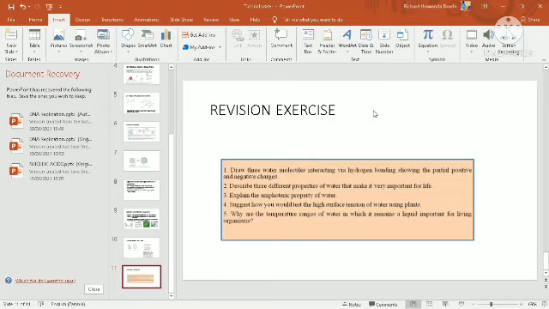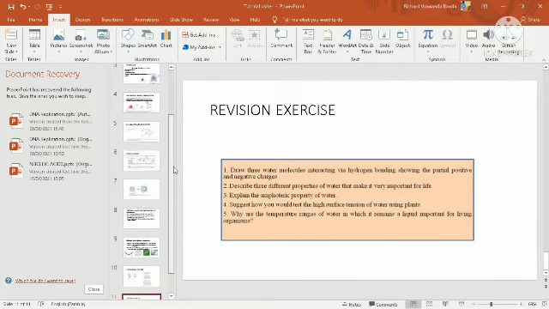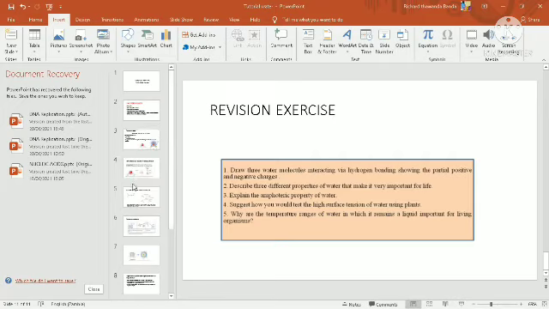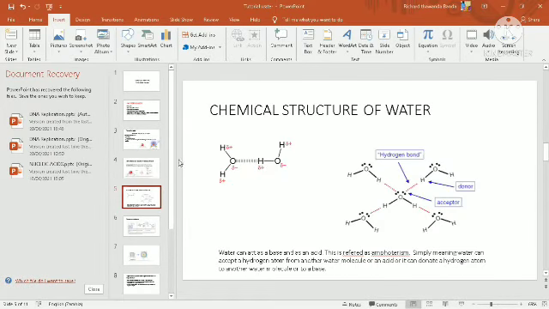So on this slide, what we have are some revision questions. The first one says, draw 3 water molecules interacting via hydrogen bonding, showing the partial positive and partial negative charges. We covered this in our discussion, and if you look at this diagram, it is showing the water molecules interacting via hydrogen bonding with the partial charges shown on the diagram.